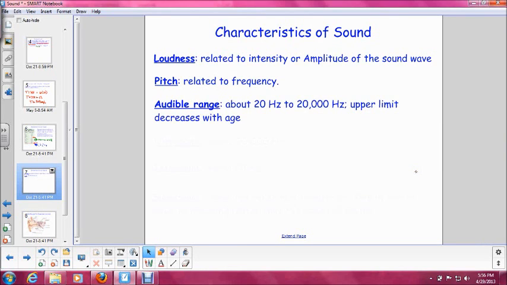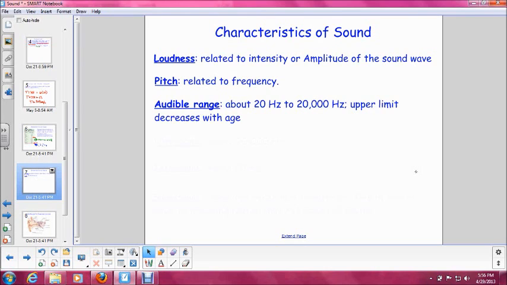Now, let's talk about the audible range of humans. The audible range of human beings is from a frequency of about 20 hertz to 20,000 hertz. So it's a pretty large range. But over time, your hearing will decrease with age. And that's because we end up putting stress on our ear and the mechanisms that turn sound waves into electrical signals in our brains.